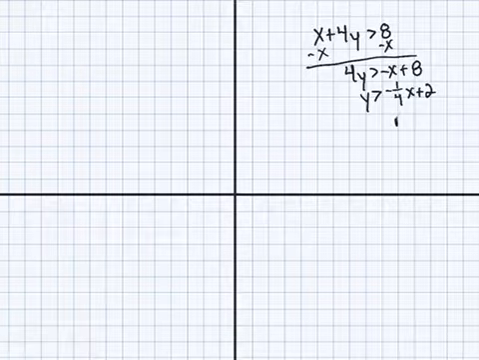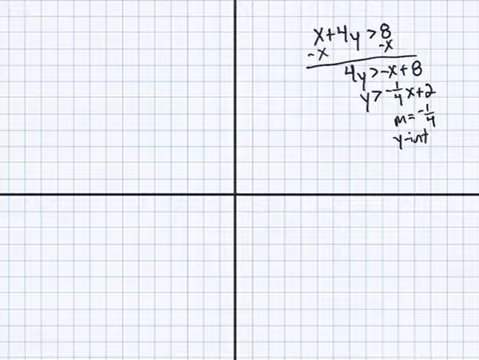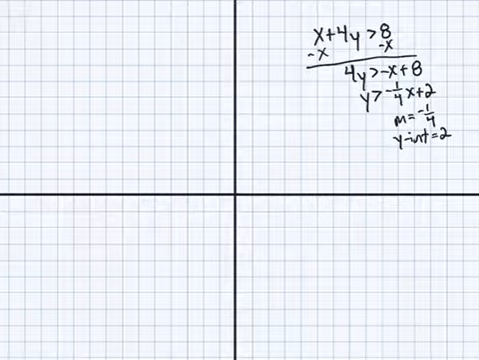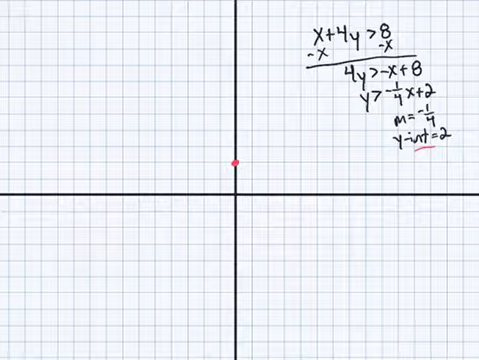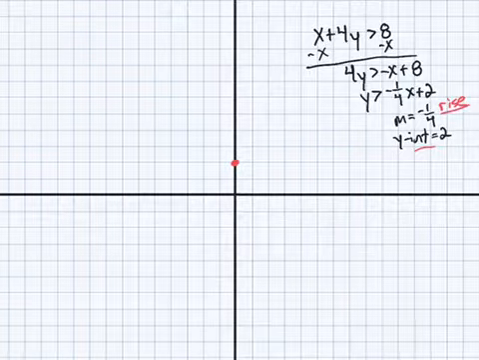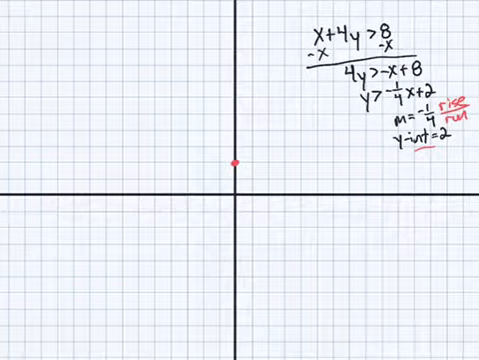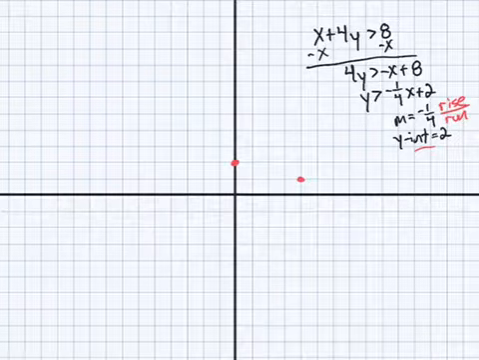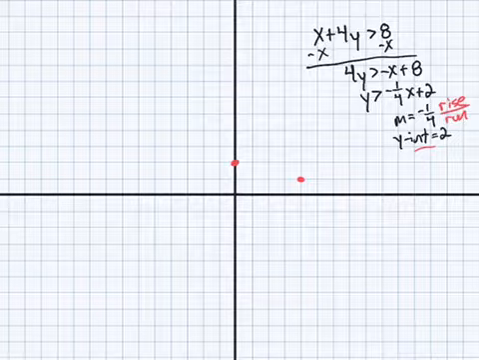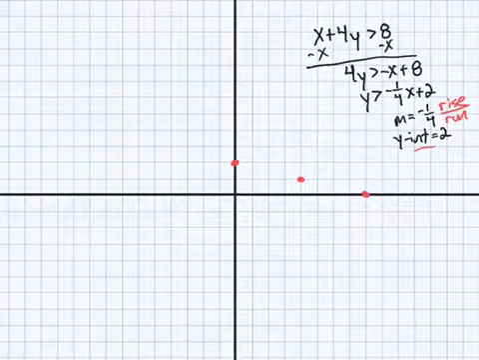So my slope is negative 1 over 4. My y-intercept is equal to 2. So for my graph, we're going to start at the y-intercept, which is 2, and plot a point. Then I'm going to use my slope, which is rise over run. I'm going to rise negative 1 and run 4. So I'm going to go down 1 and over 1, 2, 3, 4. Put a point on the graph. Down 1, over 1, 2, 3, 4. Put another point. And I'm going to continue to do this to the end of the graph.